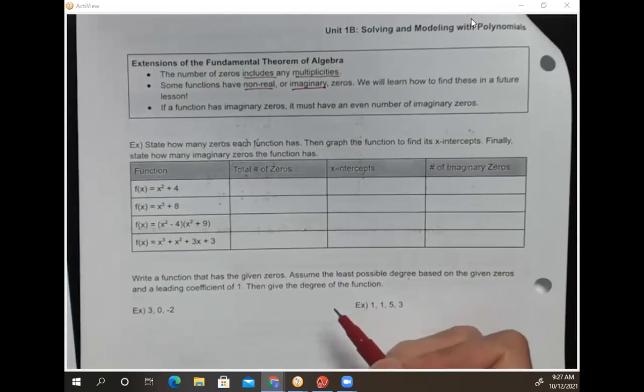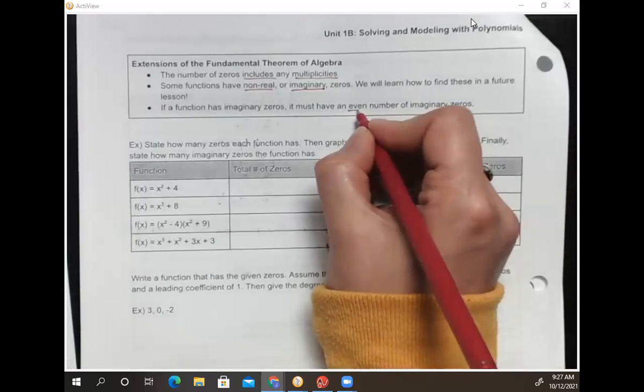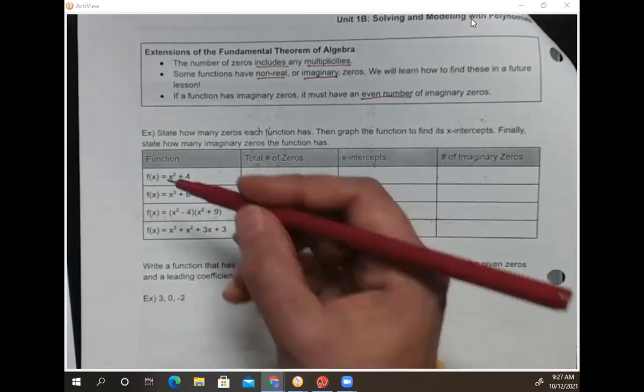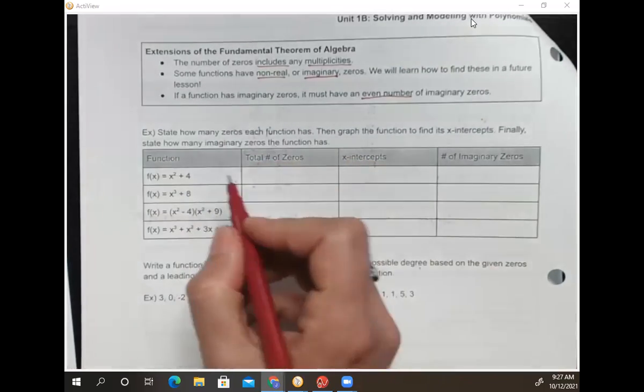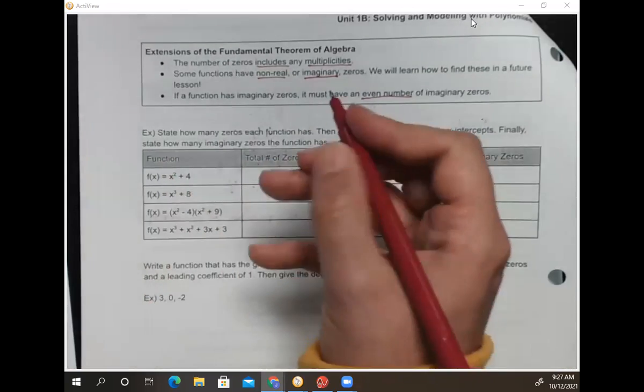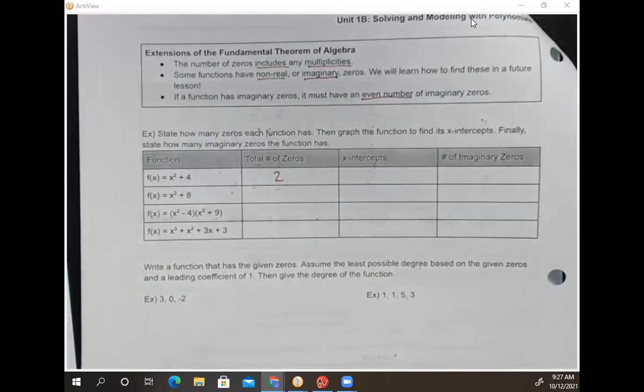The thing that we'll be able to latch onto today, though, is how many imaginary zeros we should expect. Even though we're not quite sure what those are yet, what we do know is that there's always going to be an even number of them. They're always going to come in pairs, and we'll talk more about that tomorrow, why they come in pairs and what those pairs look like. But for today, if I have imaginary zeros, they're always going to come in pairs. So if we take a look at a couple more functions, how many zeros would I expect this first function to have? What's its degree? 2. So I would expect 2 total zeros.